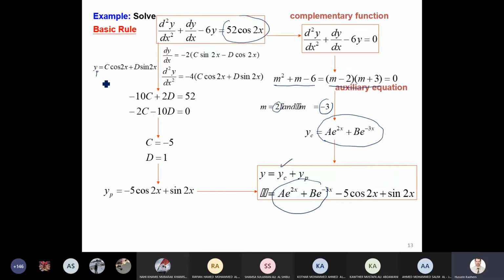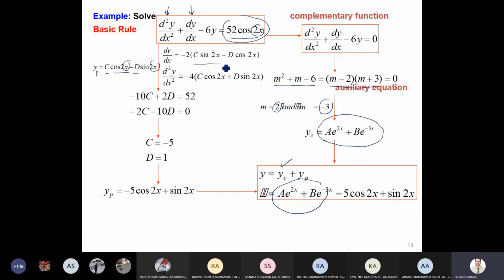Why particular? Yp? From where I got it from the table. I have the function here is cosine. If I go to the table, I will find it. It is c cosine 2x plus d sine 2x. Now, I need to make the first derivative and second derivative to substitute here and here respectively.